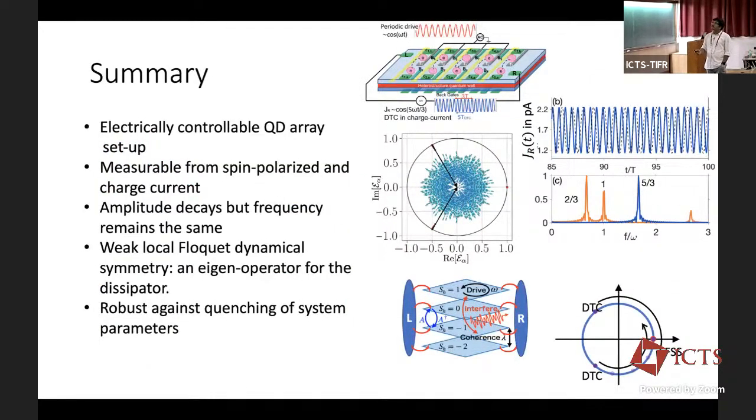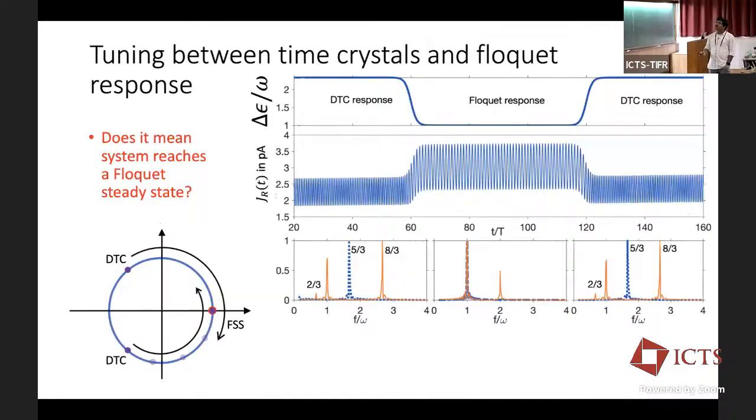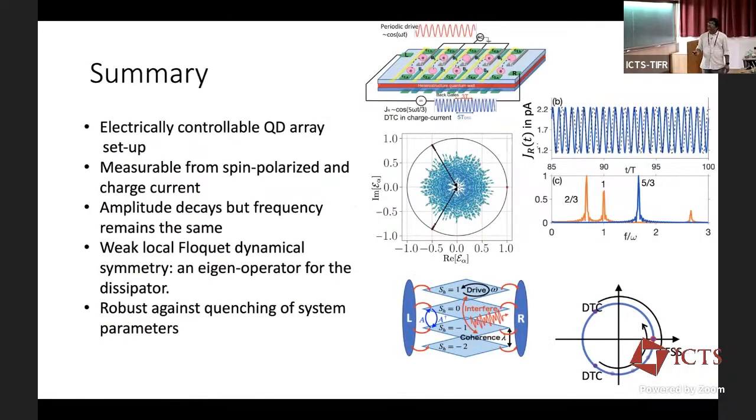What I showed you is that there can be an electrically tunable quantum dot array setup where we can implement a way to measure a time crystal in current, in both spin polarized and charge current, and the amplitude decays, but the frequency remains the same. This is due to our weak local Floquet dynamical symmetry, and I forgot to mention why it is weak and local. It is weak because the amplitude is decaying, and local because the dynamical symmetry is not with the extensive spin operator, but with operators situated near the left and the right lead. This is why we named it a weak local Floquet dynamical symmetry operator.